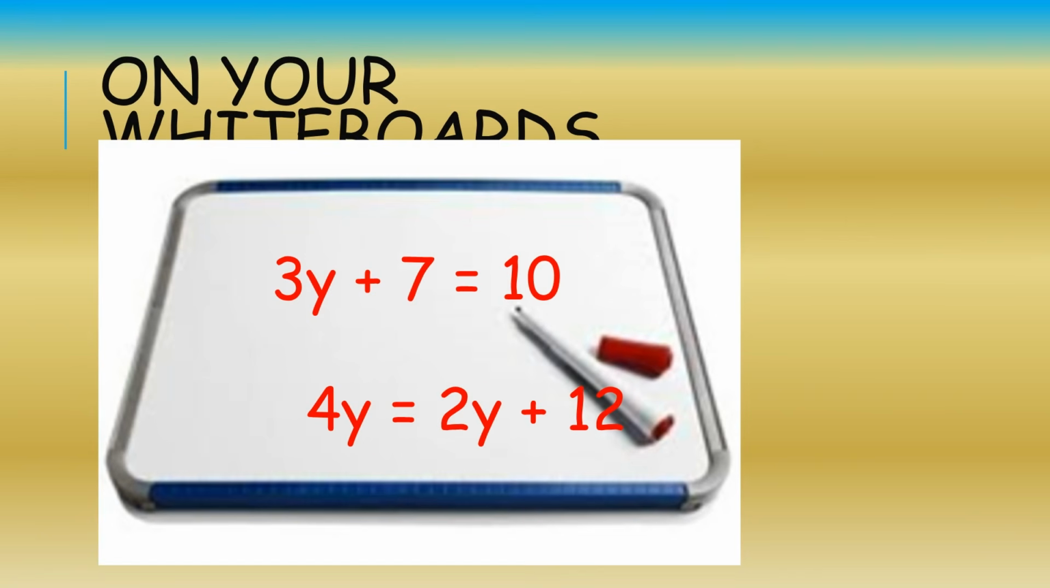On your whiteboards, please solve these two-step equations. 3y plus 7 equals 10 and 4y equals 2y plus 12. Good luck!